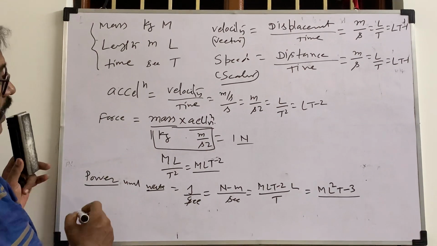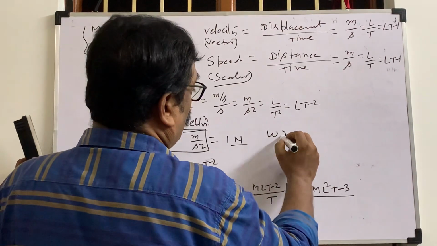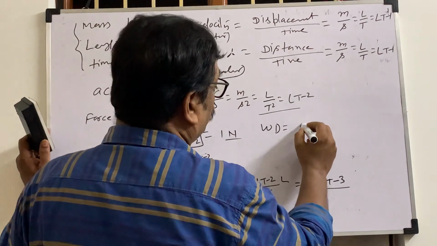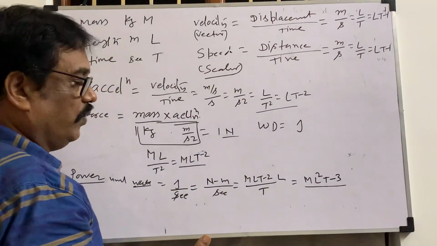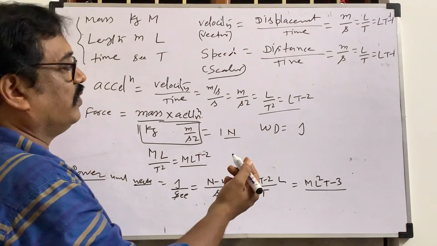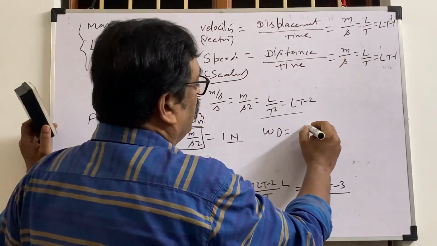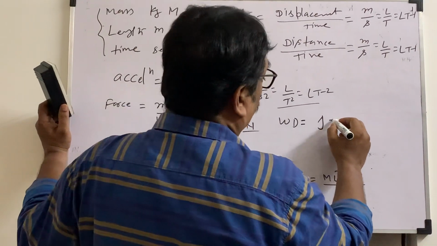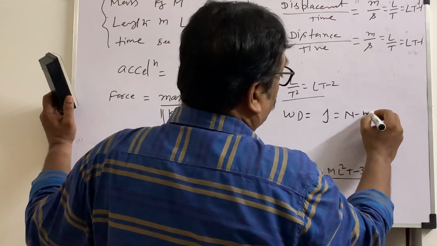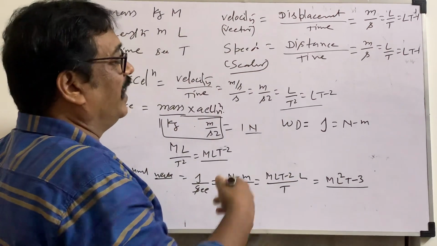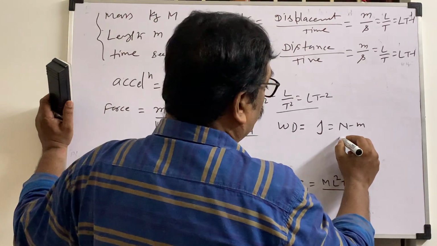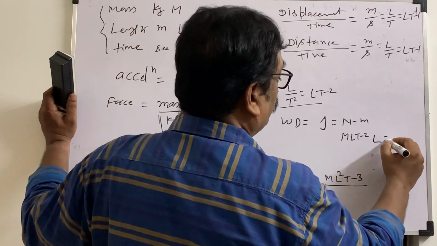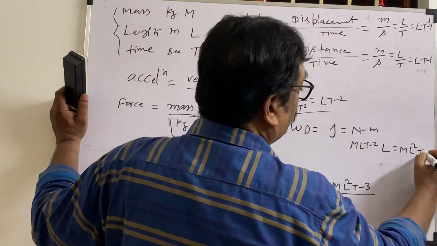Suppose you want to write work done. What is the work done formula? Work done unit is joule or kilojoule. When the value is bigger, we write kilojoule, megajoule, but the unit will be joule. Work done unit will be joule. You can also write Newton meter. Now Newton means what? M L T minus 2, and L. So what will be the dimension? M L square T minus 2.